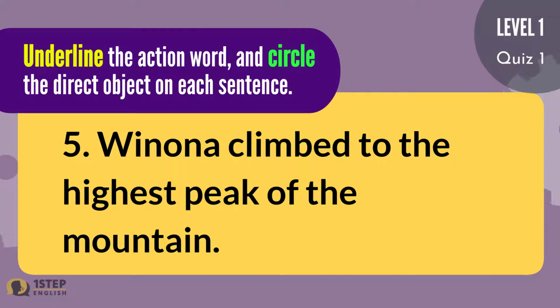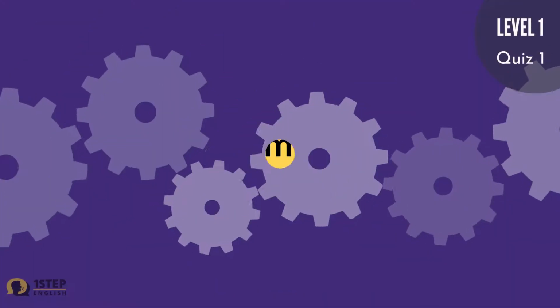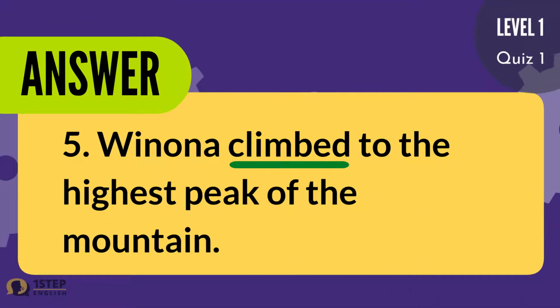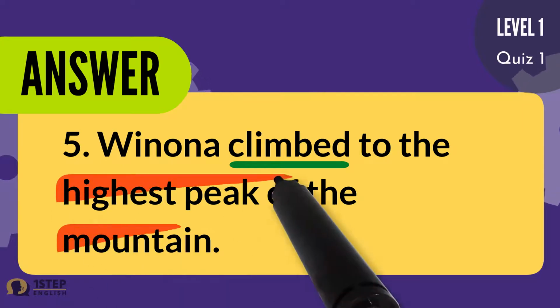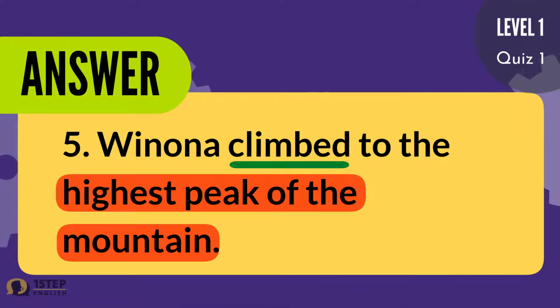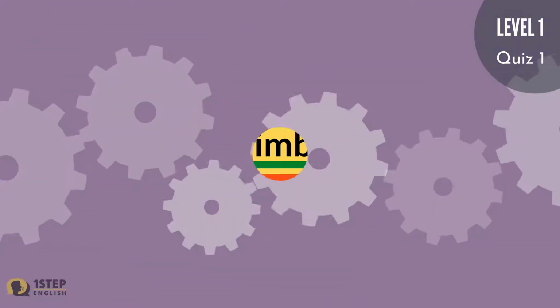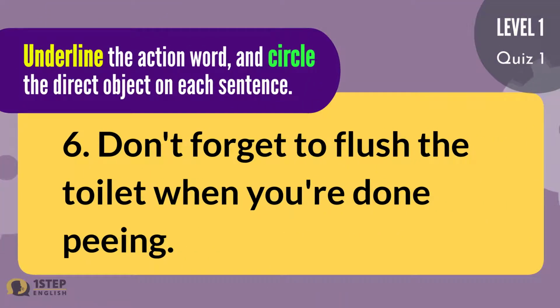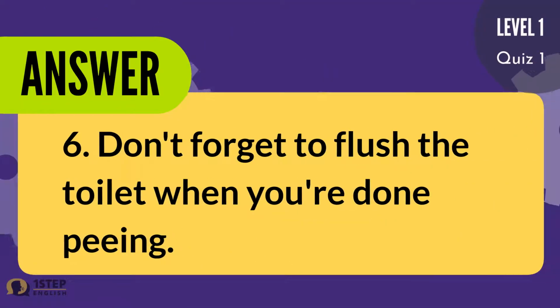Number 5. Winona climbed to the highest peak of the mountain. Climbed is the action word. Highest peak of the mountain is the direct object. Number 6. Don't forget to flush the toilet when you're done peeing. Flush is the action word. Toilet is the direct object.